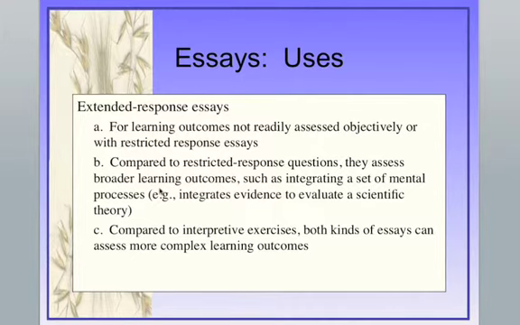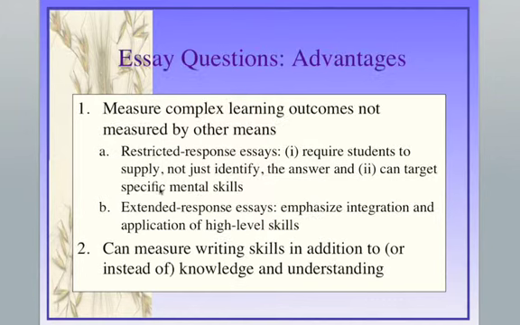So some of the advantages, of course, are measuring these complex outcomes that we can't measure by other means. Restricted response essays require students to supply and not just identify the answer. Okay, so that's an important distinction. A savvy student that hasn't studied perhaps can deduce from a set of multiple choice distractors the correct answer, or at least can bring it down to a 50-50 shot for themselves. But that's not possible on a restricted response essay. They have to supply the answer. Two, they can target specific mental skills.